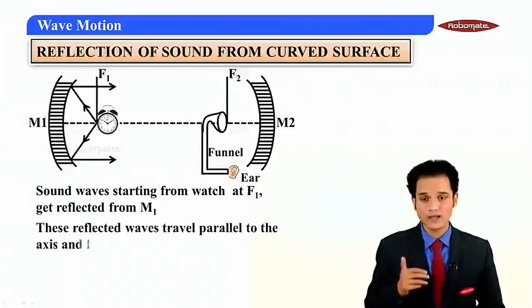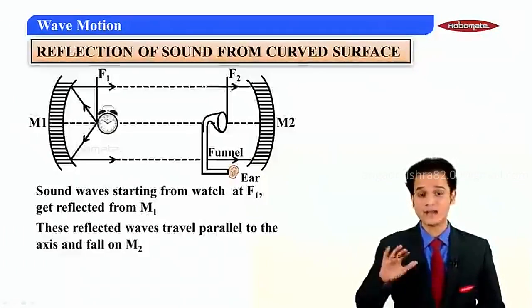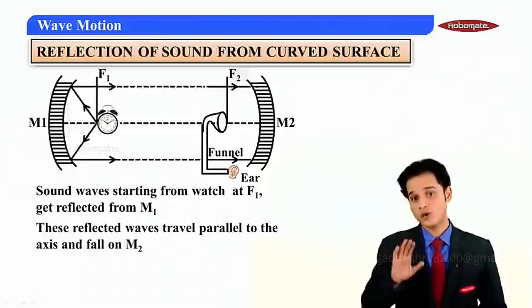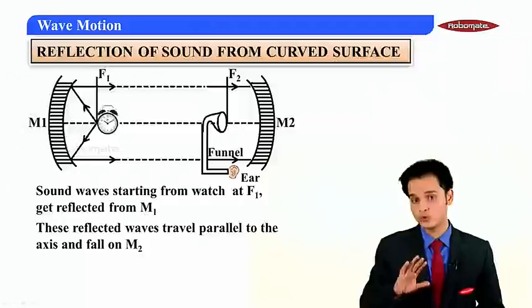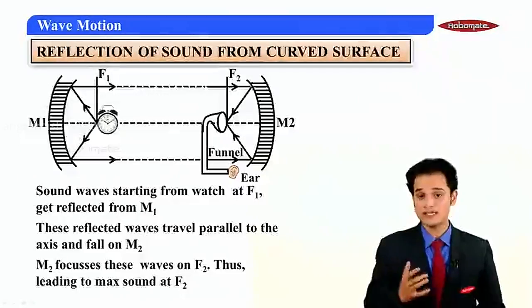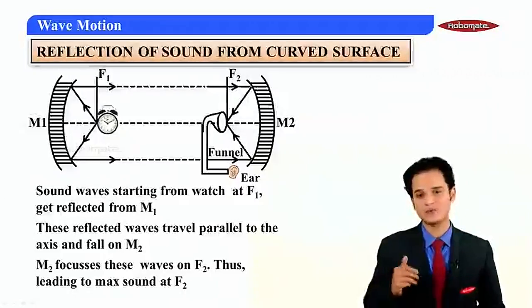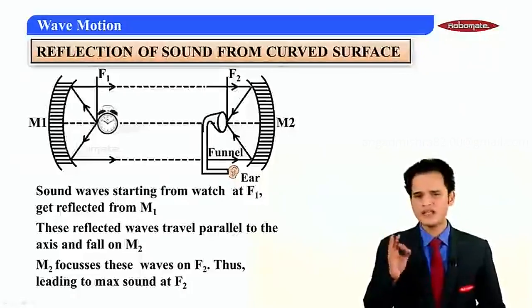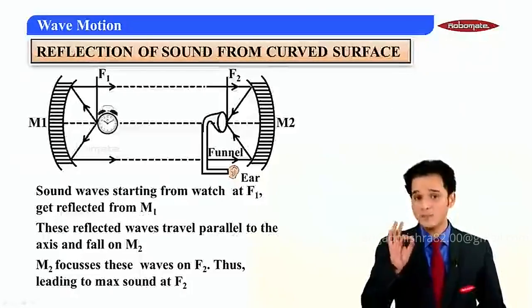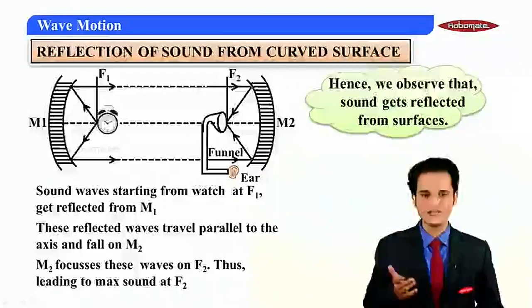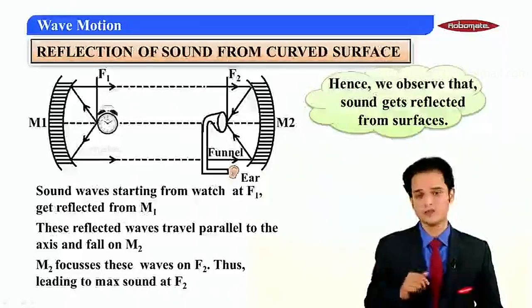Now what happens ahead? These reflected waves travel parallel to the axis and fall on M2. Now once they have fallen on M2, students, what happens next? Next, M2 focuses these waves on F2, thus leading to maximum sound at F2, students. So if you see this particular reflection pattern, very clearly you can see that the maximum sound can be heard only at F2. So here we say that sound gets reflected from surfaces.